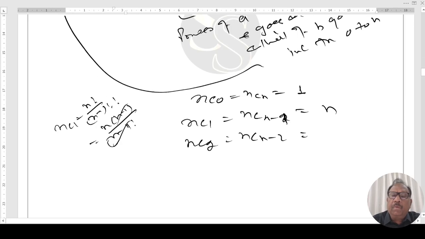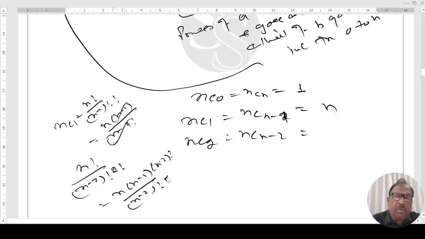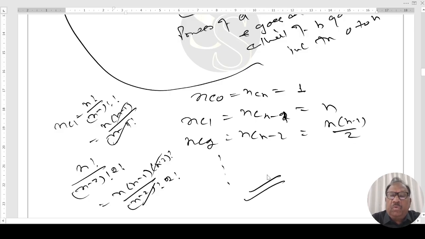nC2 equal to nC(n minus 2). That will come out to be factorial n over factorial n minus 2 into factorial 2, that is n into n minus 1 into factorial n minus 2 divided by factorial n minus 2 into factorial 2, which is n into n minus 1 by 2. And similarly, we can go for solving this. Now, let's start with the solution.